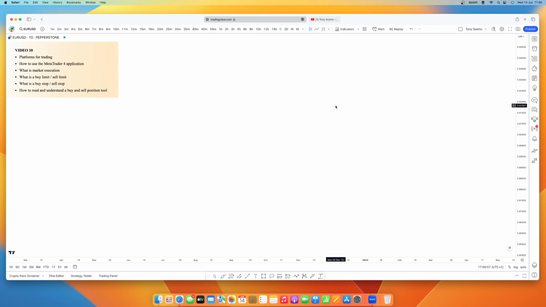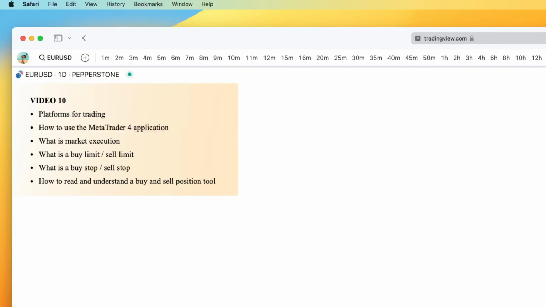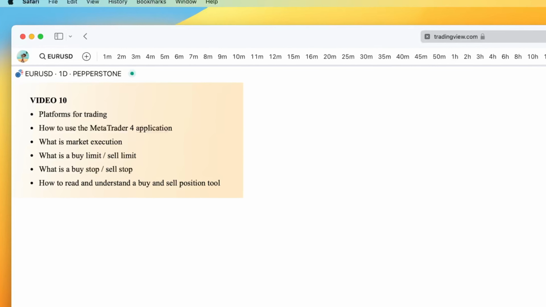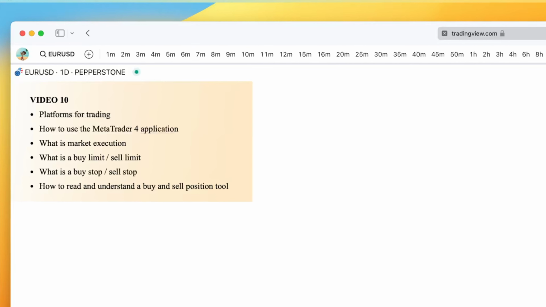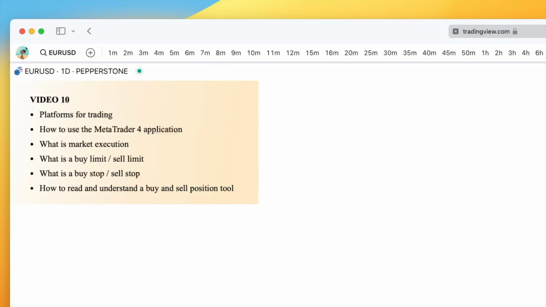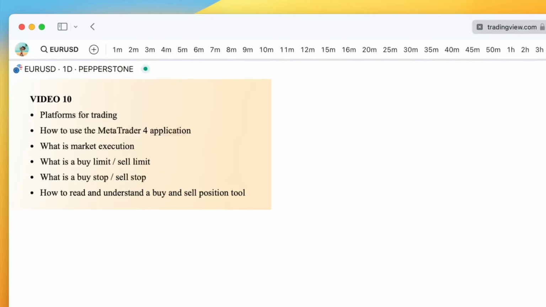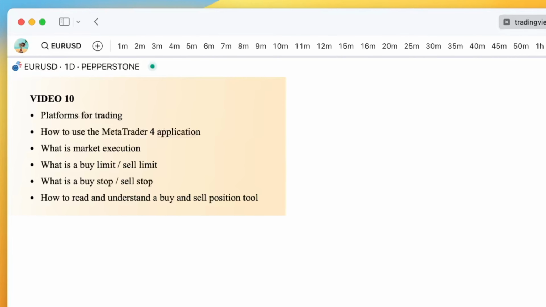All right, so today, as you can see to the upper left of my screen, this is video 10. And we will be talking about platforms for trading, how to use the MetaTrader 4 application, what is market execution, what is a buy limit slash sell limit, what is a buy stop slash sell stop, how to read and understand a buy and sell position too.